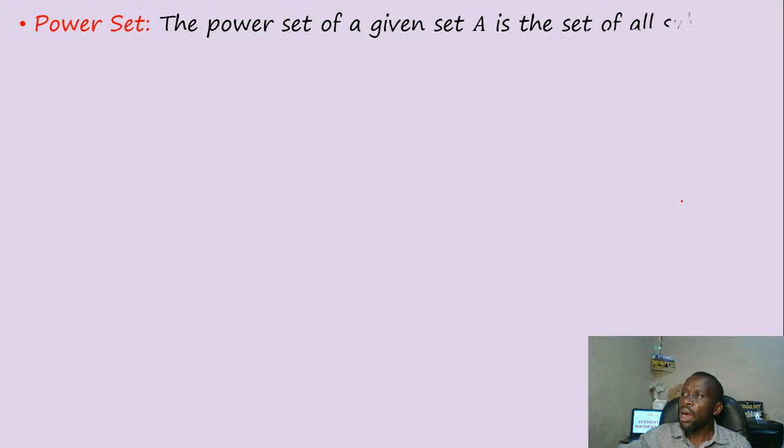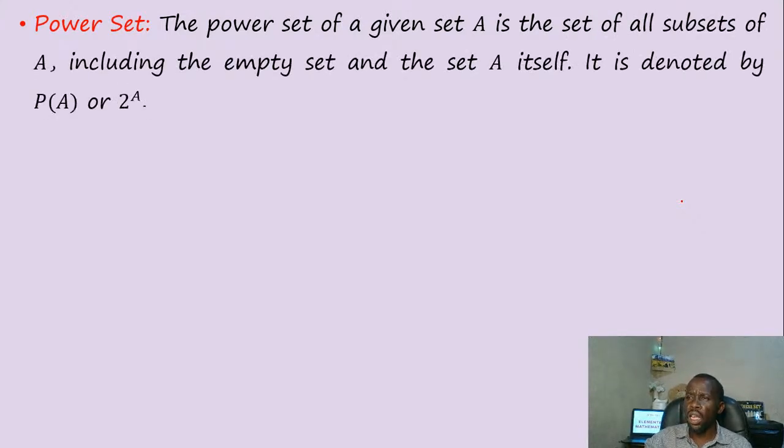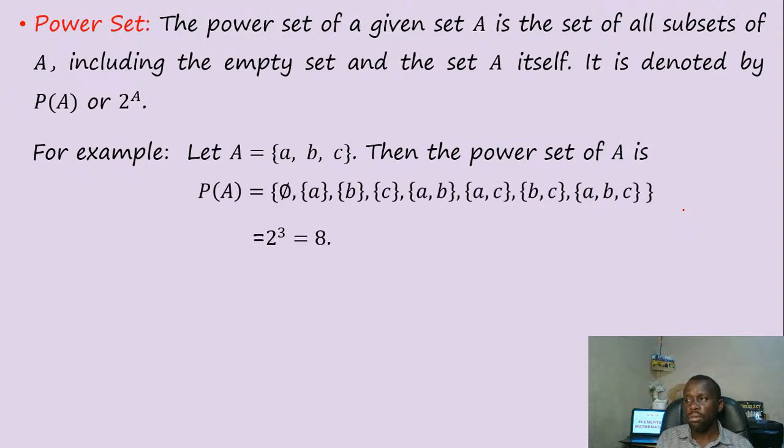Now, the power set. The power set of a given set A is the set of all subsets of A, including the empty set and the set A itself. It is denoted by P(A), or 2 raised to the power A. Power and index are the same. For example, let A be {A, B, C}, then the power set of A is this. Now, how do we get all these? Let me explain. It means that we are going to do some kind of permutation in it.